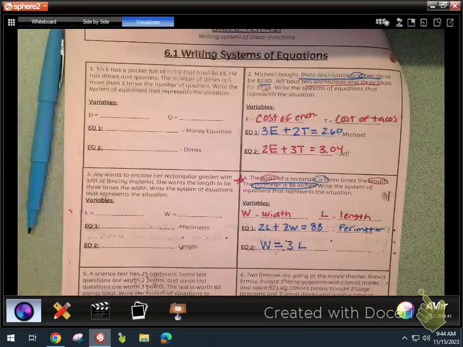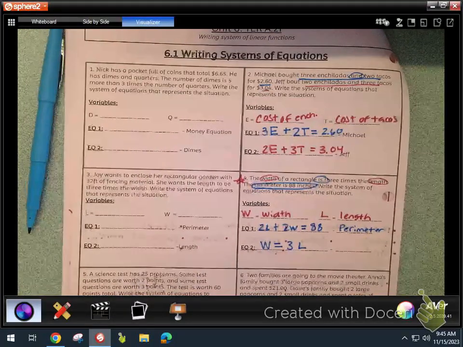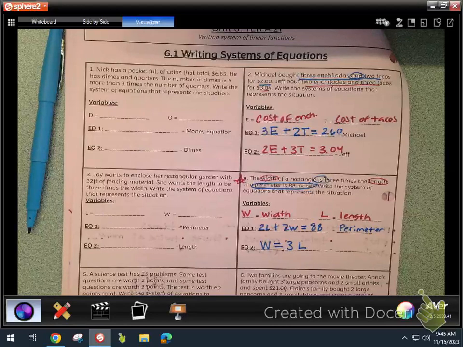How did I get to that? For perimeter, that is my perimeter formula. If I have a rectangle, to get to that perimeter of 88, I have to add my 2 lengths and my 2 widths. So every single time you see perimeter, you will do this formula. Okay? Every single time you see perimeter, you will do this formula. And then this equation, I don't even know what to call that equation, so I'm not going to worry about that. This goes: width is 3 times length.